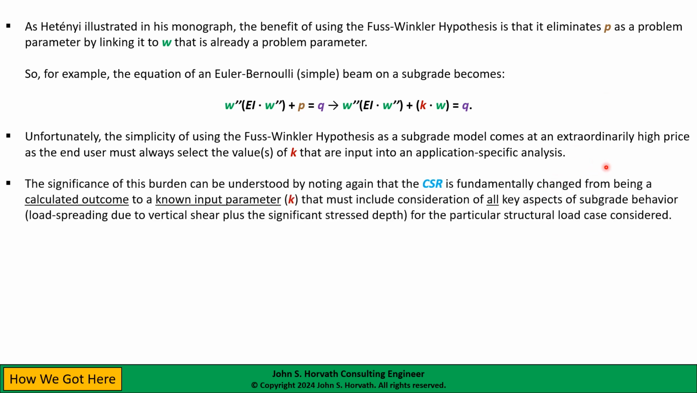And again, I noticed that the reason for this high price, or the burden of this high price, is because we take the coefficient of subgrade reaction, which is a calculated outcome, and now we assume it's a known input parameter with a different name. And that input parameter should, in principle, consider all the key aspects of subgrade behavior that I've talked about. The load spreading due to vertical shear, plus a significant stress depth for a particular structural load case that is considered.